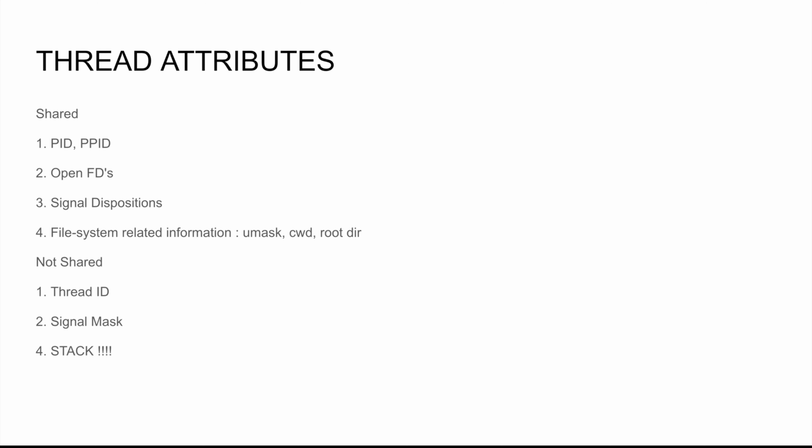I have not explicitly added them under the shared attribute section, but all these memory regions are also shared amongst the threads. That is why when one thread has to communicate with another thread, it can simply write something onto the heap and the other thread can go ahead and read that information. That is how data sharing can happen so easily between two threads.